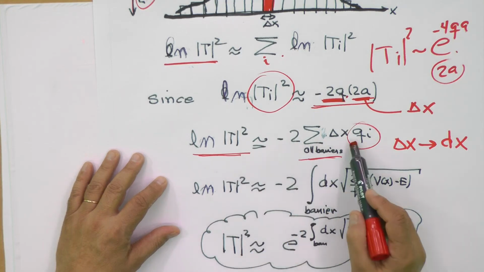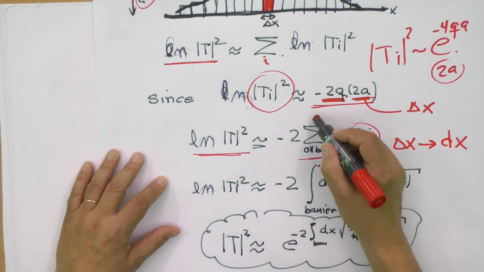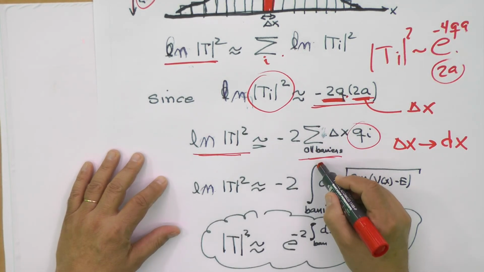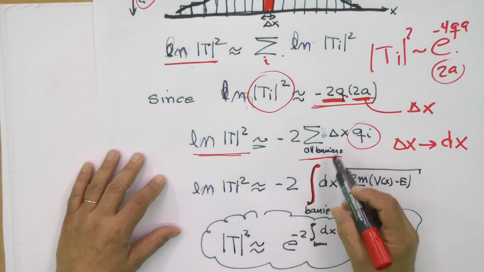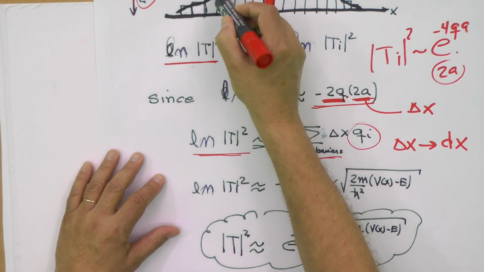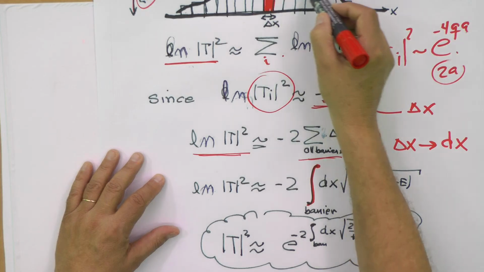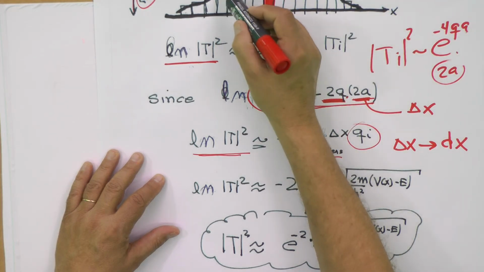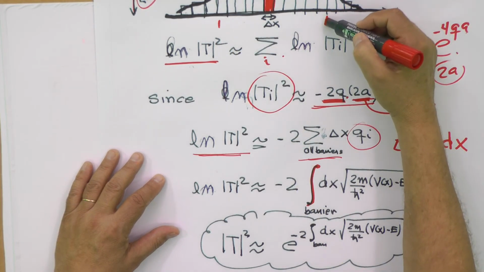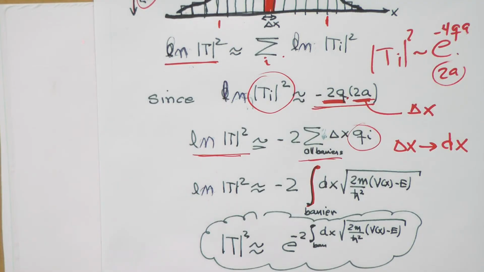So if I make delta x very small, so that it goes to dx, the logarithm of the transmission is actually the sum, and I'm going to transform this sum over all the barriers into an integral. It depends on the energy that comes in, and on the tunneling. So that will be the total tunneling of the barrier. That depends on the energy and everything.